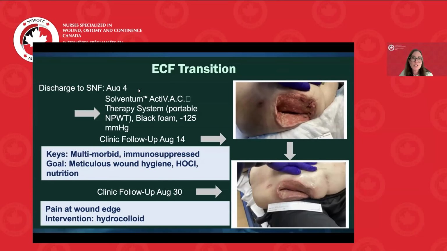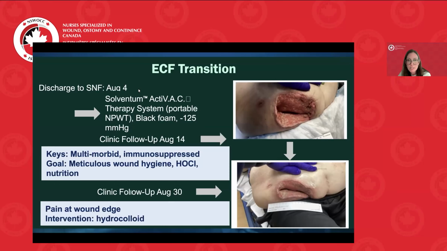So she was discharged to skilled nursing facility on August 4th. At that time, we transitioned her to the ActiVac. We had not great granulation tissue, but we didn't any longer have the necrosis or the slough. She had gone through the inpatient stay. She did not need any further operative debridement. And this is a patient who was really motivated. She wanted to lose weight. She wanted to be going. So she discharged on the ActiVac. And then you can see about 3-4 weeks later, the progression of the wound.